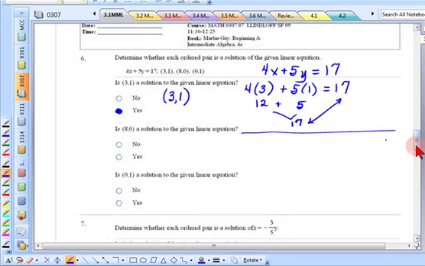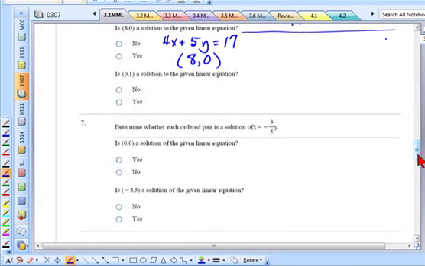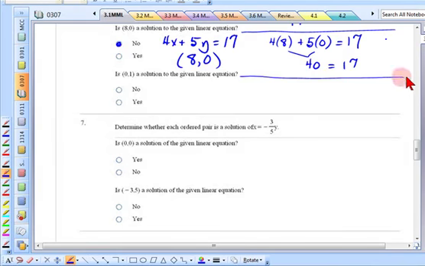Then they ask me another question, and by the way, it's the same equation. I still have 4x plus 5y is equal to 17, and the new point I'm checking is 8, 0. Okay, so the process would be, is 4 times 8 plus 5 times 0 equal to 17? No. The left-hand side is equal to 40, and the right-hand side is 17, and that means no.